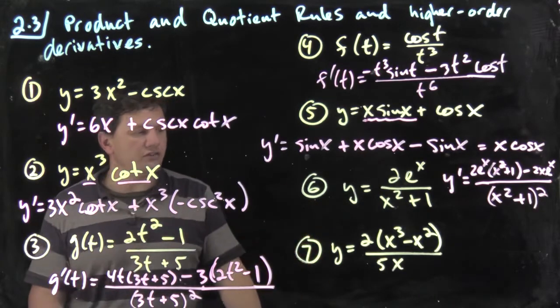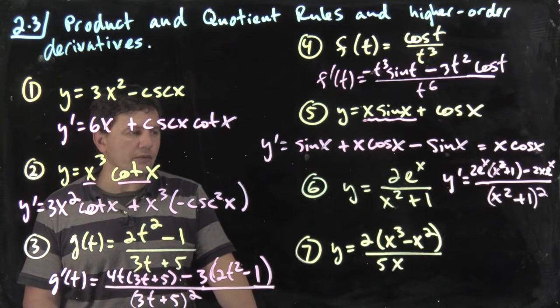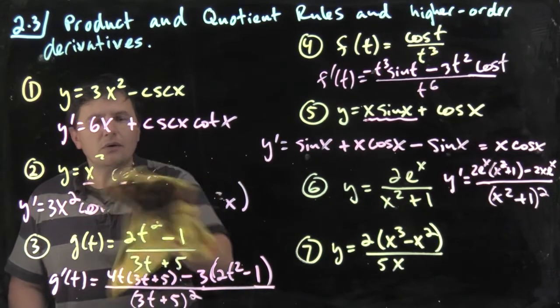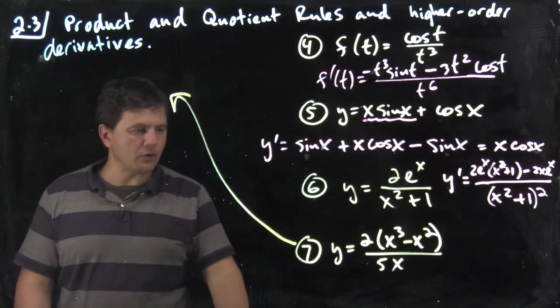So number 7 is a good example of a problem. I could use quotient rule. However, I don't need to use quotient rule. I can rewrite this thing. So that's what I'm going to do now. Okay, number 7. I'm going to rewrite this one.